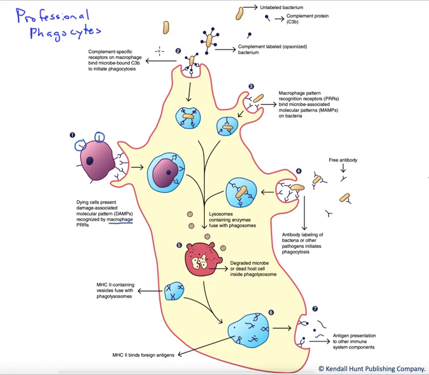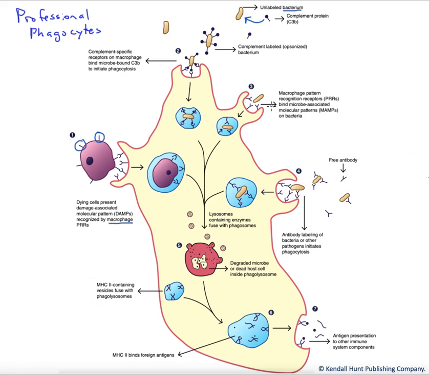In addition, we have a response to complement labeling of a foreign pathogen here, in this case a bacterium, that is being labeled by these complement proteins. The complement proteins become activated, will stick to this bacterium, labeling it for phagocytosis.